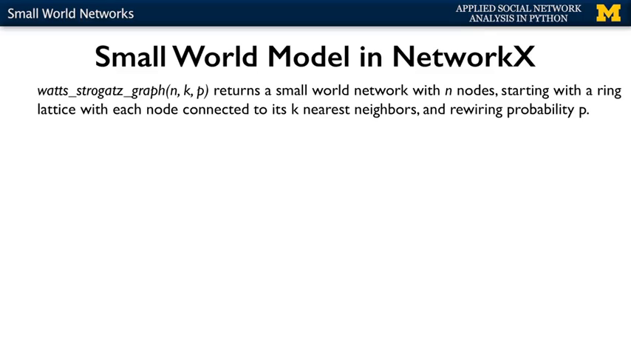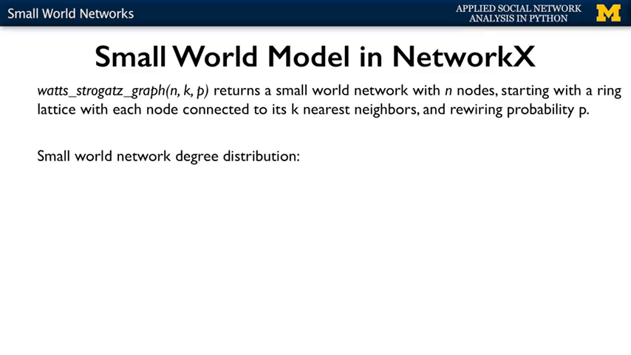In NetworkX, you can use the function watts_strogatz_graph, again named after the researchers who came up with this model, with parameters n, k, and p. It returns a small world network with n nodes that starts with a ring lattice where each node is connected to its k nearest neighbors, and it has rewiring probability p.